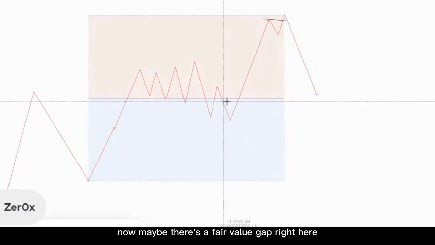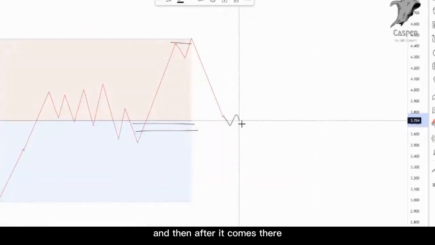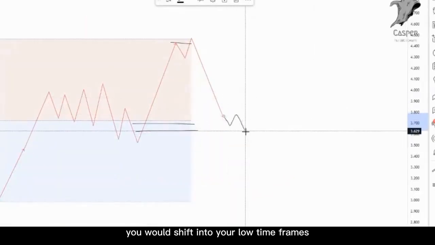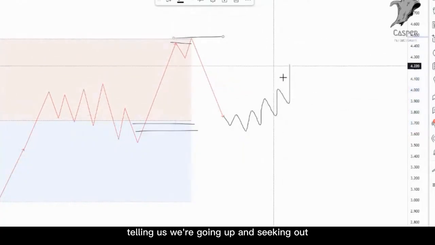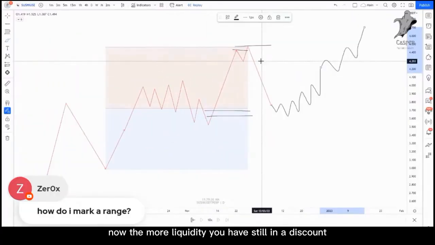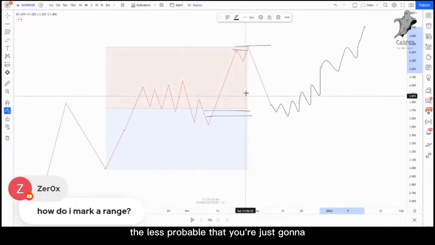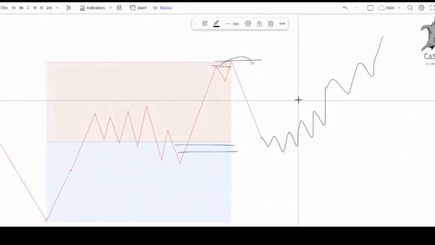Now, maybe there's a fair value gap right here that you would look for it to draw to. And then after it comes there, you would shift into your low time frames, start to look for those market structure shifts telling us we're going up and seeking out the buy side liquidity of the range. Now, the more liquidity you have still in a discount, the less probable that you're just going to rage all the way up to these highs.